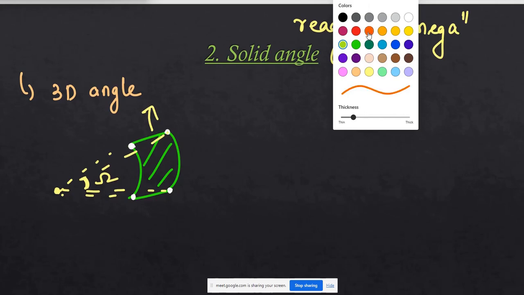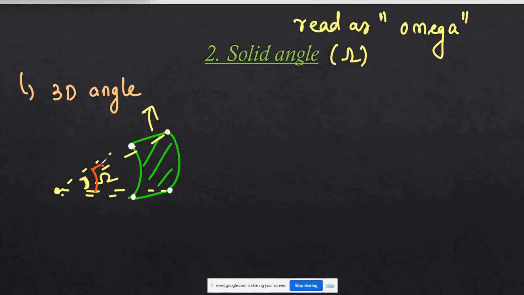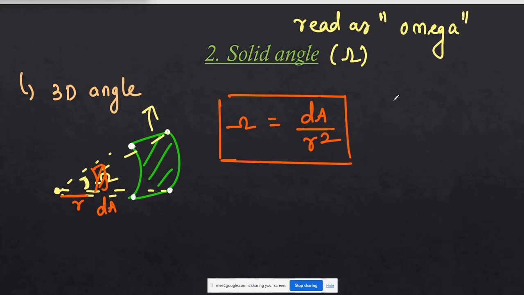Now if I take a very small portion of area here, which is a very small dA, and the radius r, what will be the formula for solid angle omega? The area considered divided by the square of the radius. Its formula is area by the square of the radius. Area of the very small three-dimensional figure that we have considered divided by radius squared.